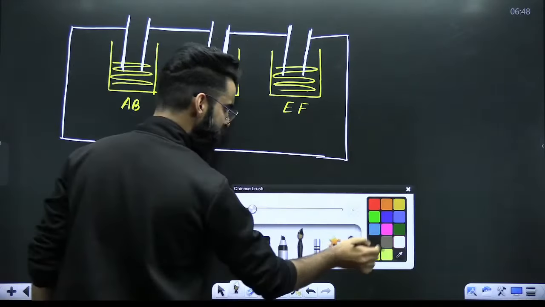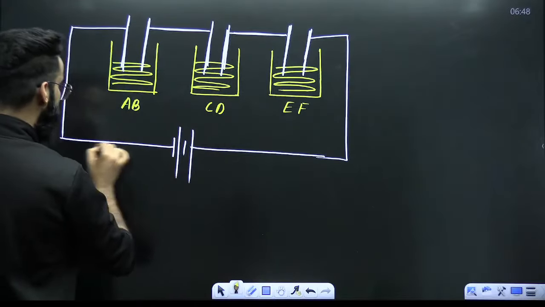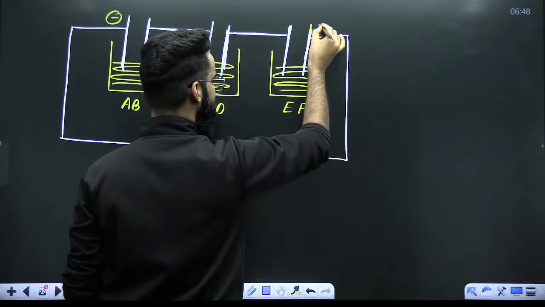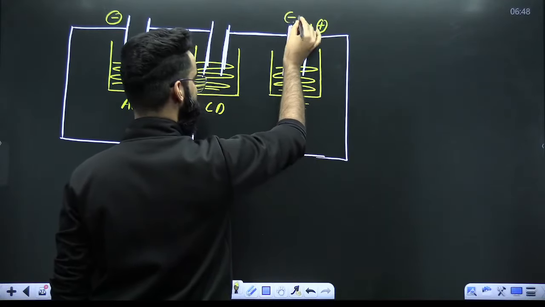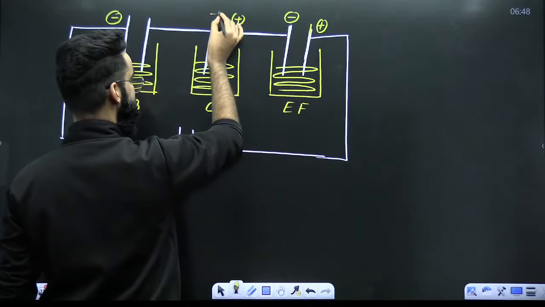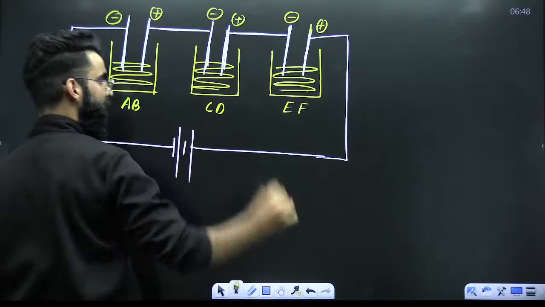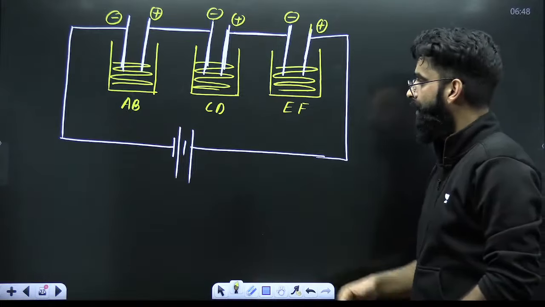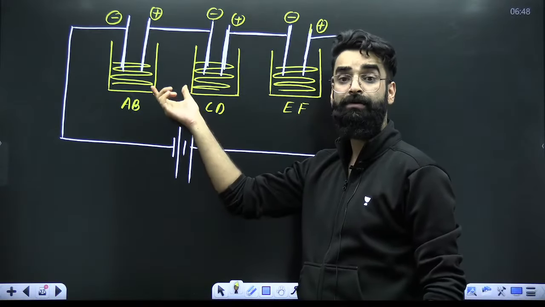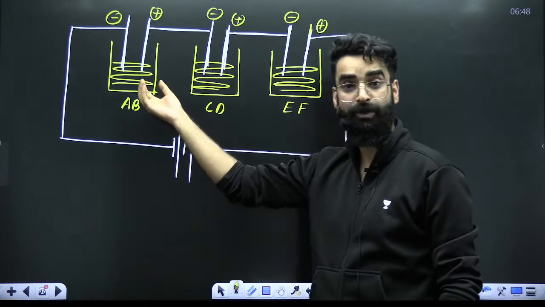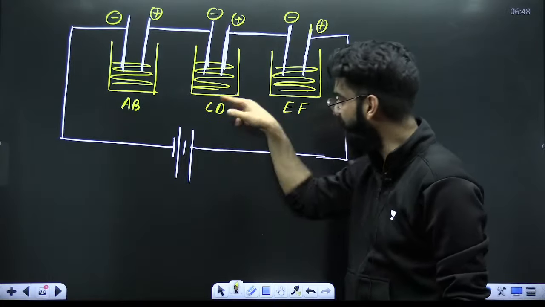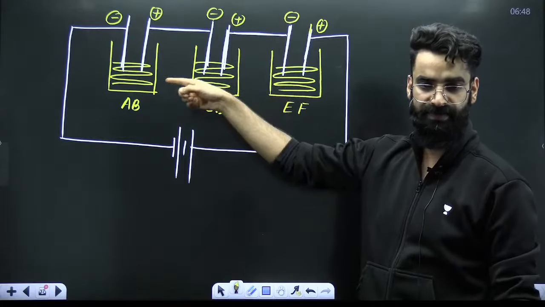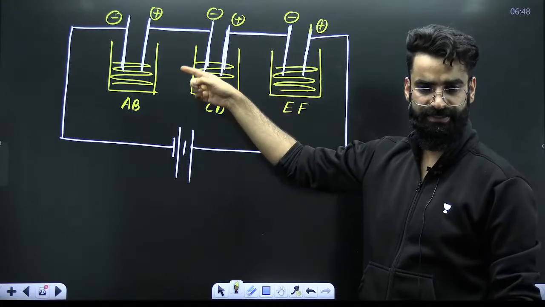So first thing, my dear students, that rod which is connected with the negative terminal will carry the negative charge, and that rod which is connected with the positive terminal will carry the positive charge. If this is positive, this has to be negative. If this is negative, this has to be positive. Okay. Tell me one thing. We have got more than one electrolytic cell containing different electrolytes in series. This is first of all the series combination, right?